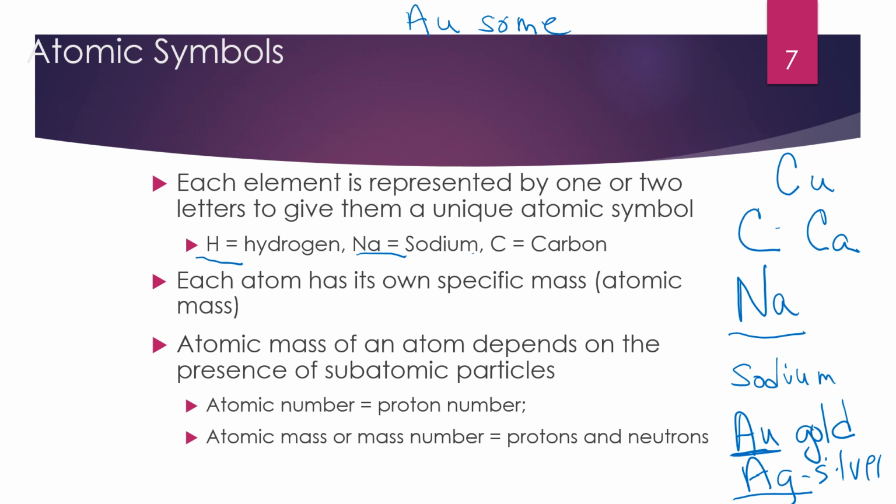So those are the symbols that are used to represent an atom. Each atom has a specific mass because it has a specific number of protons and neutrons. And again, what determines what element an atom is, is the number of protons. So the number of protons is also called the atomic number. And the periodic table is arranged by atomic number.